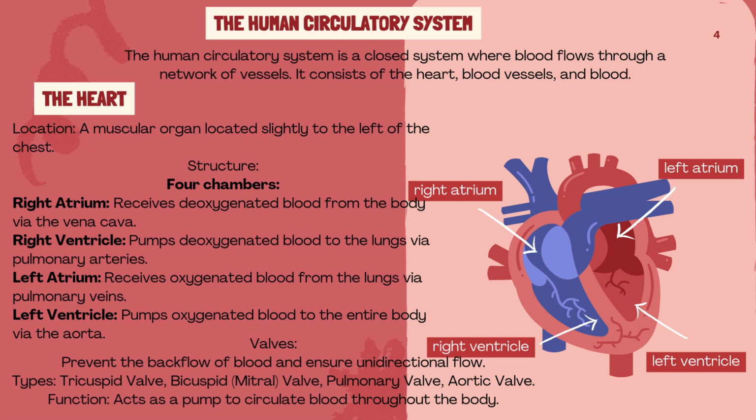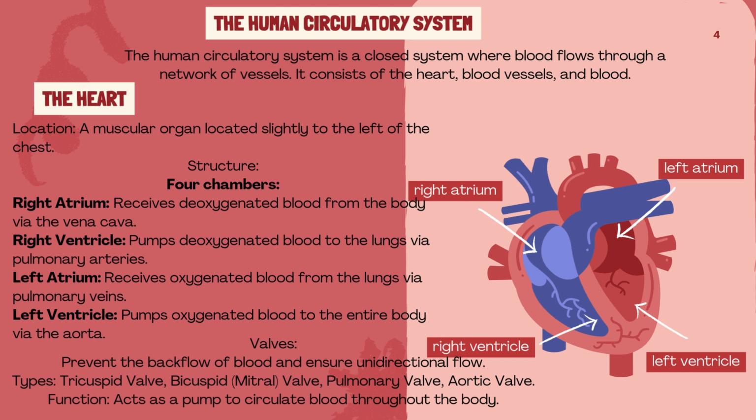The right atrium receives deoxygenated blood from the body via the vena cava. The right ventricle pumps deoxygenated blood to the lungs via pulmonary arteries. The left atrium receives oxygenated blood from the lungs via pulmonary veins. The left ventricle pumps oxygenated blood to the entire body via the aorta.